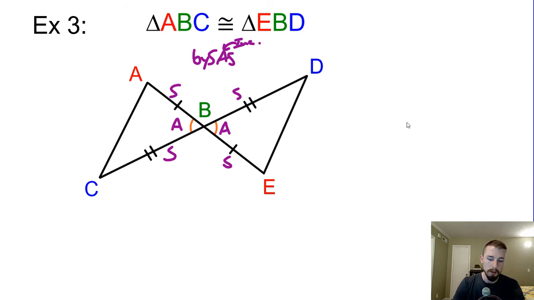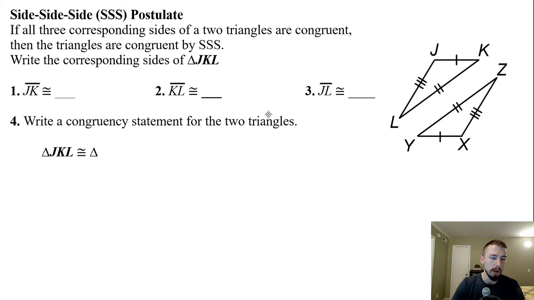All right, let's do another one. So that's it. So right on into the assignment. Number 1. Side, side, side postulate. Go ahead and read this. If all three corresponding sides of two triangles are congruent, then the triangles are congruent by side, side, side.